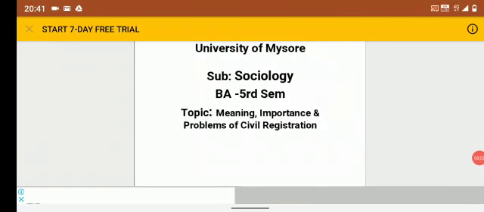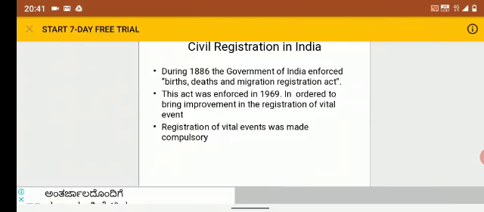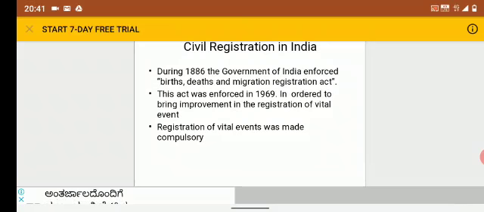Friends, today I am talking on civil registration in India: meaning, importance, and problems of civil registration. As you know, civil registration is one of the basic tool collection methods. It has its own wider scope.